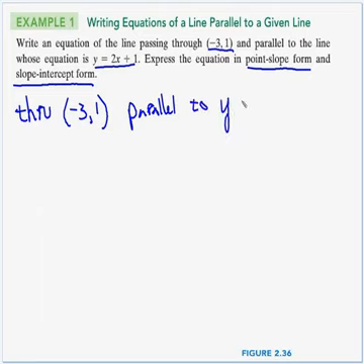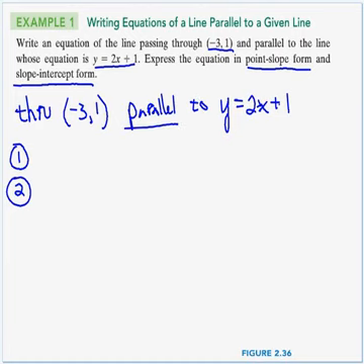Remember, to write the equation of a line, you need two things: a slope and a point. So let's see. We want to be parallel to this line, and this line has a slope of 2. So our line is going to have a slope of 2 since they're parallel. And we're going to need it to go through a point, and that point is negative 3 comma 1. That there is all the information we need.